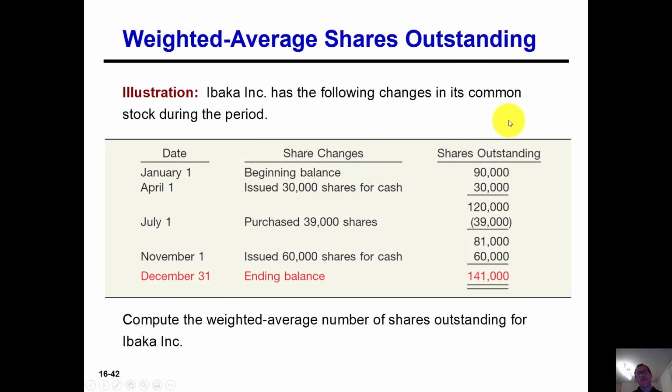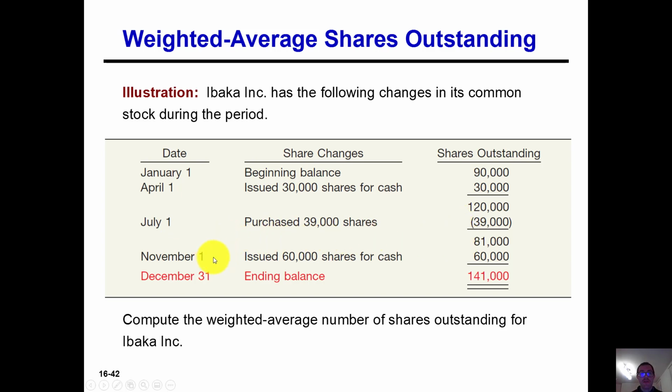Here's a more comprehensive example with Ibaka Incorporated. They had a lot of changes to their common stock during the year, and so we have a great example to work with. You can see they're starting out with 90,000 shares outstanding. They issue more shares on April 1st here, bringing their total to 120. And then on July 1st, they're going to buy back some of their own stock. So they only have 81,000 shares at that point.